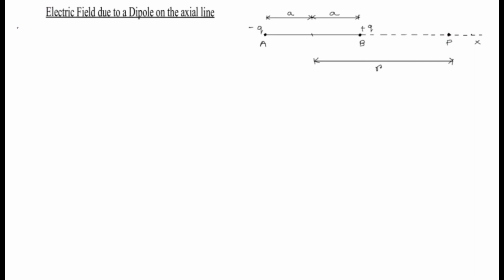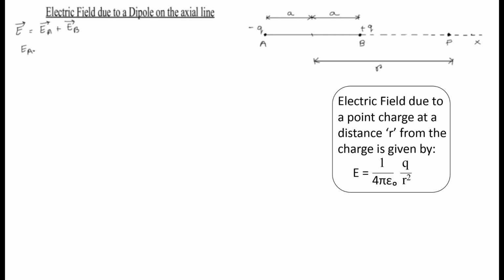So, the electric field at this point P will be E is equal to the electric field due to A, EA, plus the electric field due to B. Right. So we'll simply go to the calculation of the magnitude of these electric fields. So EA will be, using the basic formula, 1 by 4 pi epsilon naught, the charge here is minus q, and the distance is this AP, and this distance AP is R plus A. Right. So R plus A whole square.